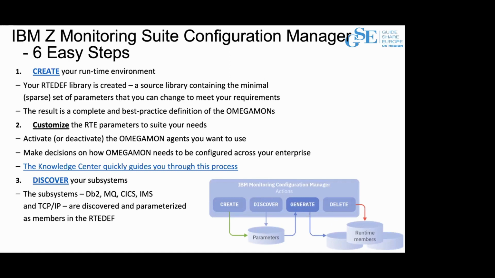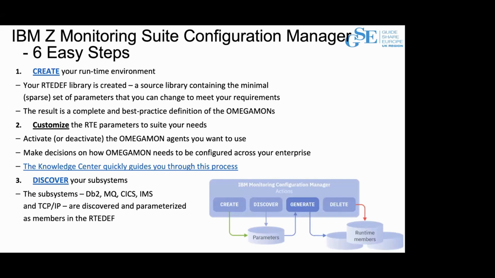We'll put some members in there. The result is we'll have about 40 or 50 parameters in 6 members provided. These provide a complete and best practice list of definitions for all of your OMEGAMONs. Now it says here it's a sparse set of parameters. We do not expose all the hundreds of parameters that possibly can be used in OMEGAMON. We've thought seriously about how we can reduce the number of options that you need to configure. These are the most standard options that you will need to configure.